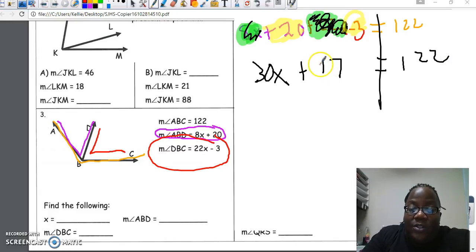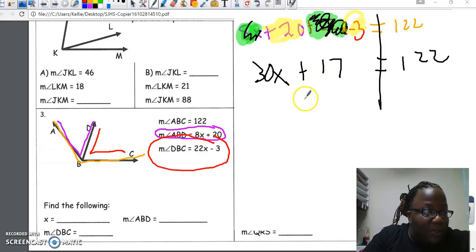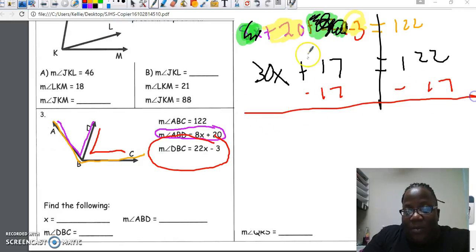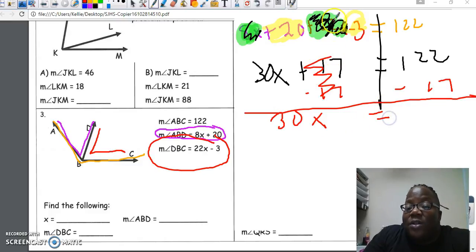Now, the next thing I need to do is start getting x by itself. And the first thing I'm going to do is get rid of the 17, okay? Do adding or subtracting first. So I will now subtract 17 on both sides, okay? Why am I subtracting? Because you have to do the opposite of what you see. If you see a plus 17, do a minus 17, which means the same as subtract 17. 122 minus 17. And I'll bring down my 30x. That canceled out. That's why I did it. The opposite of what I see. So I can end up canceling out, which means I got rid of it.